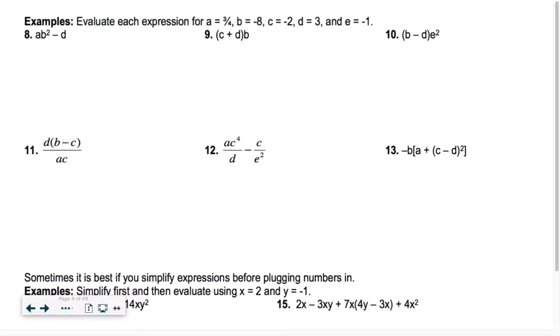All right, so now we're going to evaluate the expressions by plugging things in. So we're plugging in A, B, C, all the way through E. Okay, so be very careful on these. When you have a negative, I would put parentheses around it when you're plugging it in.